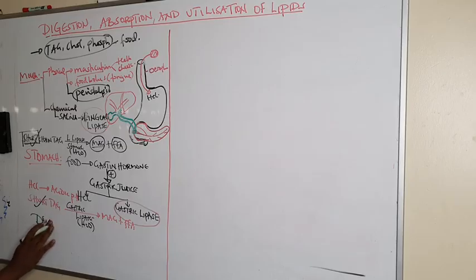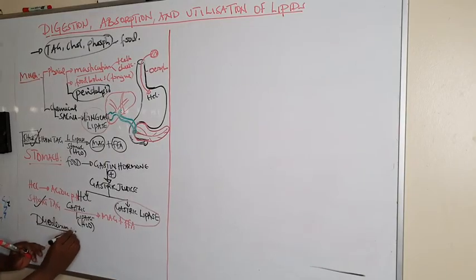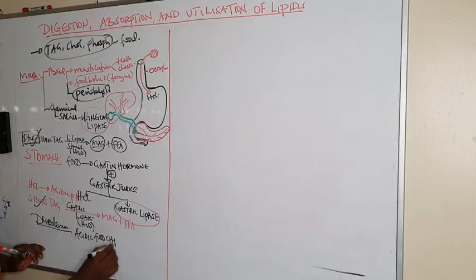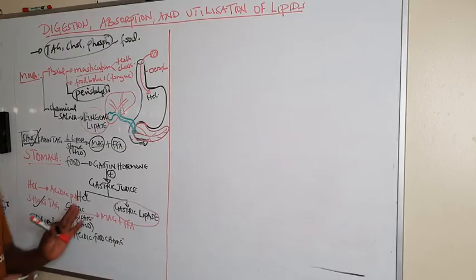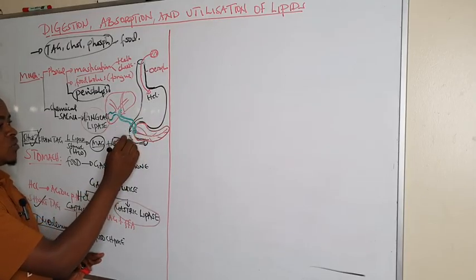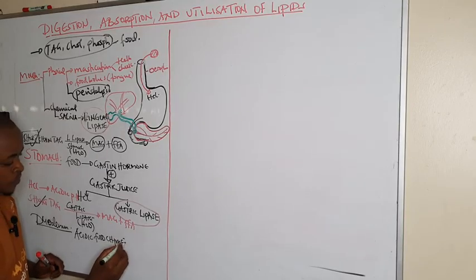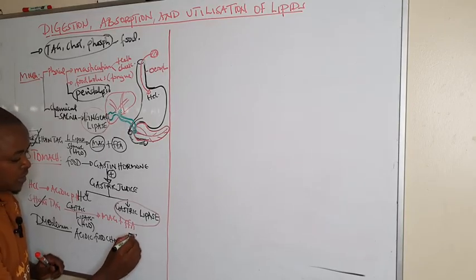The duodenum is the first part of the small intestine. In the duodenum, the food is acidic, because the food from the stomach, after being acted on, comes containing the acid. So when it reaches the duodenum, the acidic food is going to trigger production of hormones like CCK and secretin.